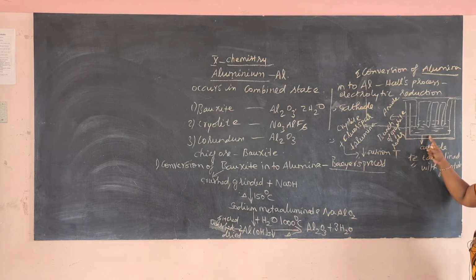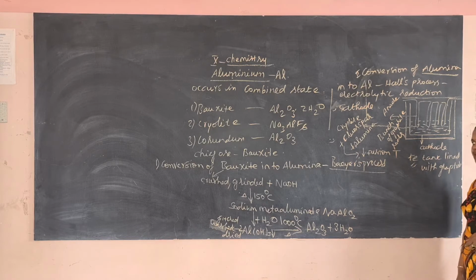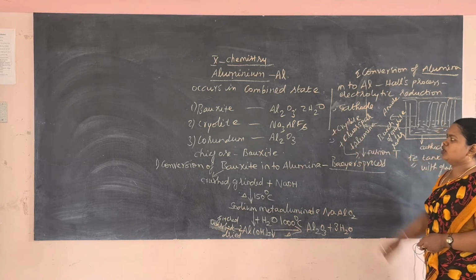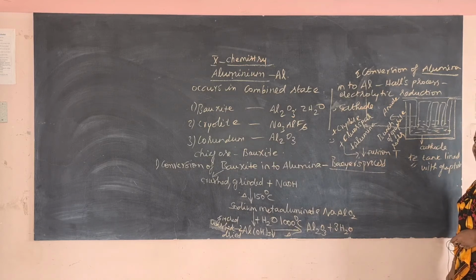So the cathode is the iron tank lined with graphite. The anode is a bunch of graphite rods. And what is the molten electrolyte? The molten electrolyte is nothing but pure alumina plus fluorospar plus cryolite. So this cryolite Na3AlF6 and fluorospar are used to lower the fusion temperature.